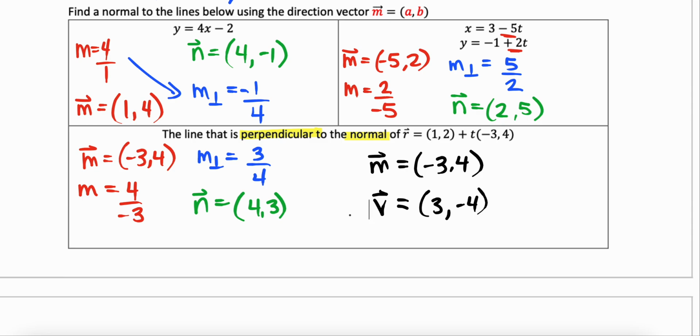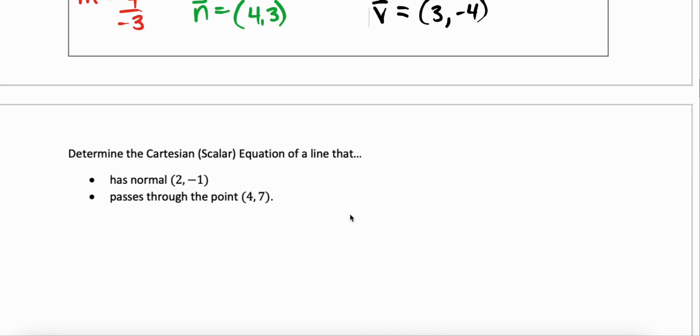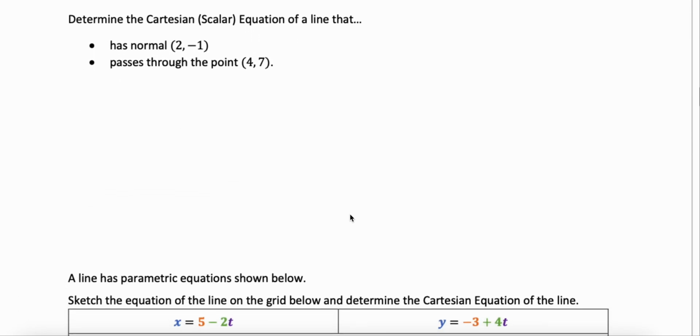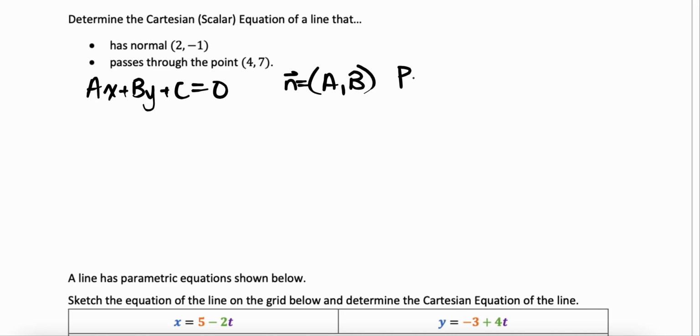Okay, so let's continue. So if I want to determine the Cartesian or the scalar equation of a line that has a normal vector of 2, negative 1, and it passes through the point 4, 7. Well, I know that the Cartesian equation of a line is ax plus by plus c is equal to 0, where a, b is the normal vector, and the x, y comes from my random point. So my random point that the line passes through.